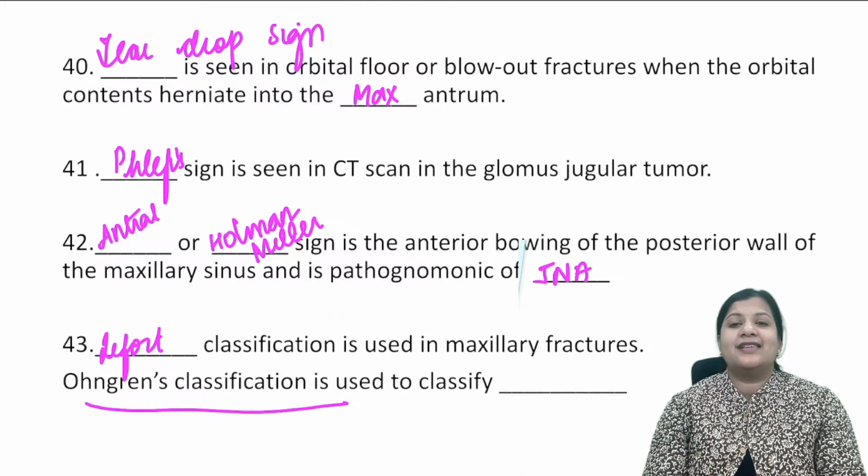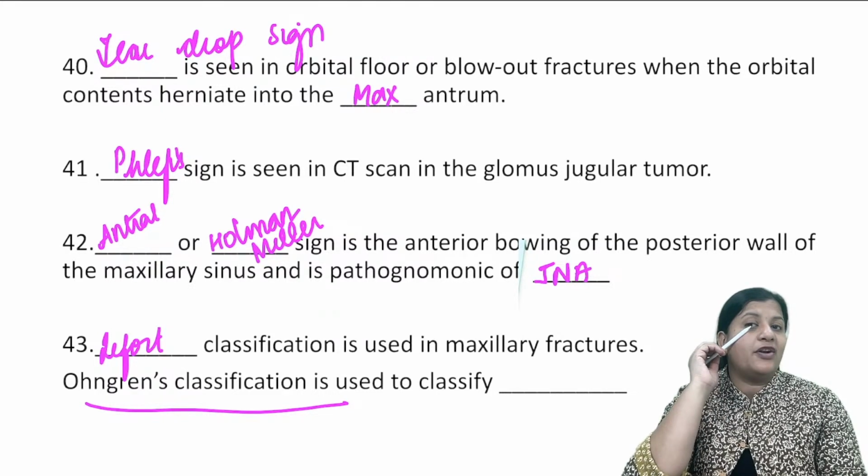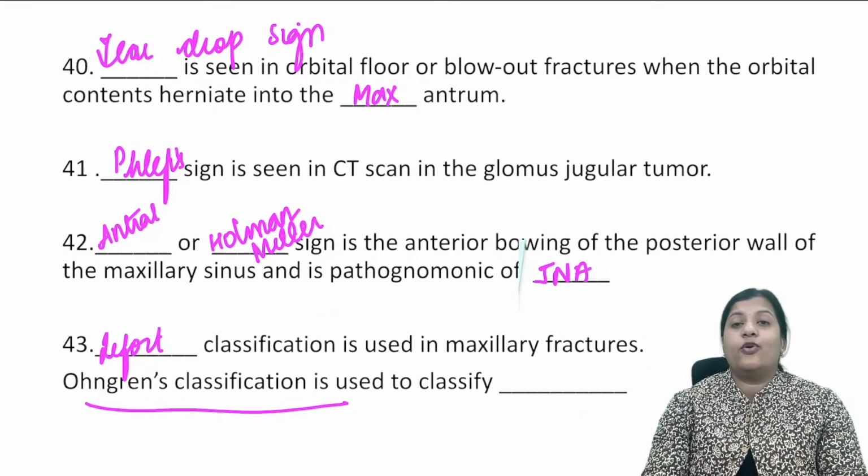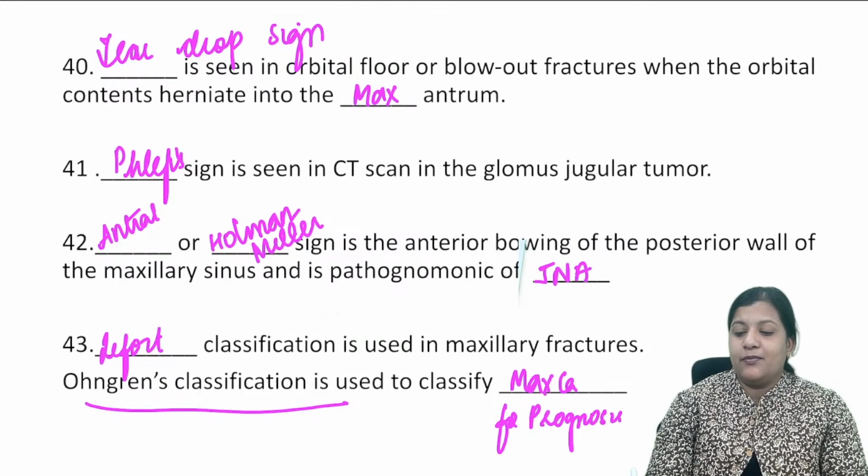Ohngren's line is a line drawn from the medial canthus to the angle of the mandible. Any malignancies of the maxillary sinus above it will have poor prognosis, but below this will have good prognosis. So it is a classification for maxillary cancer to understand the prognosis.